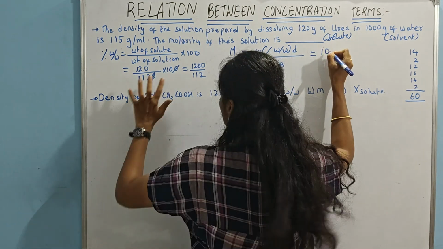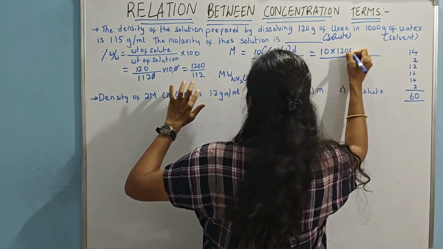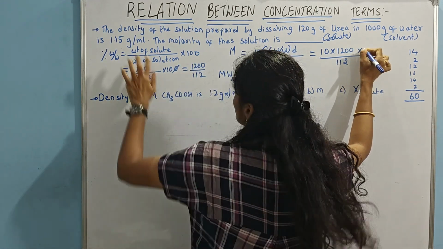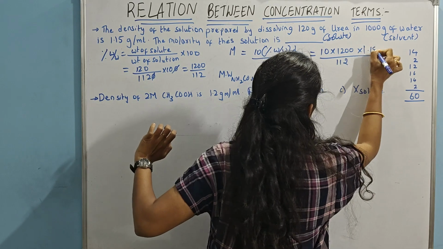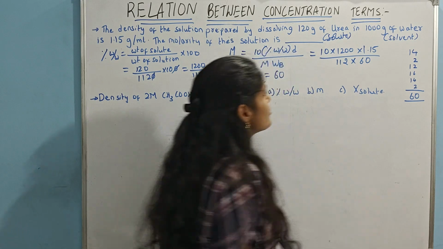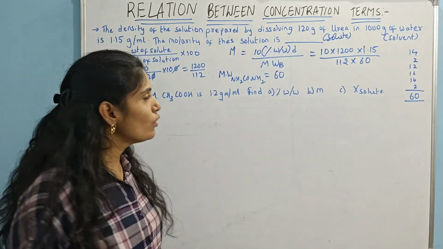10 into what is percentage weight by weight? 1200 divided by 112. So I'll put 112 in the denominator here. Into density, which is how much? 1.15. Into molecular weight of solute, which will be 60. So this is the thing I got here.